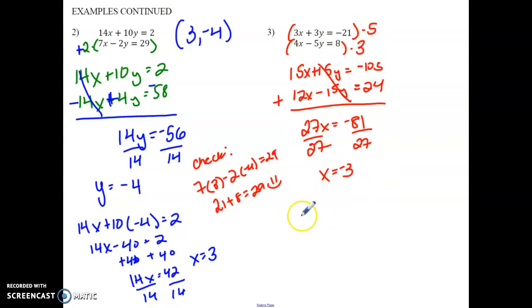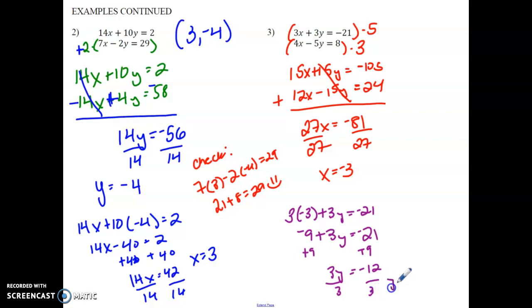Okay. Plug negative 3 in for x. So I get negative 9 plus 3y equals negative 21. We're going to add 9 to both sides to get 3y equals negative 12. And then divide by 3 to get y equals negative 4. So my solution should be negative 3, negative 4.